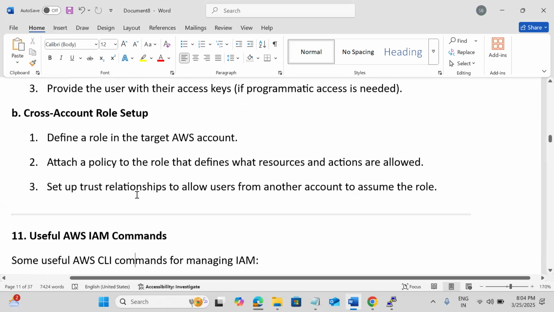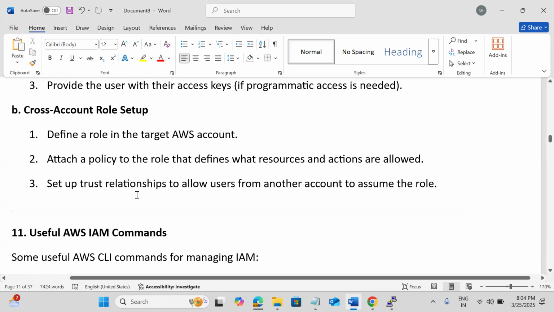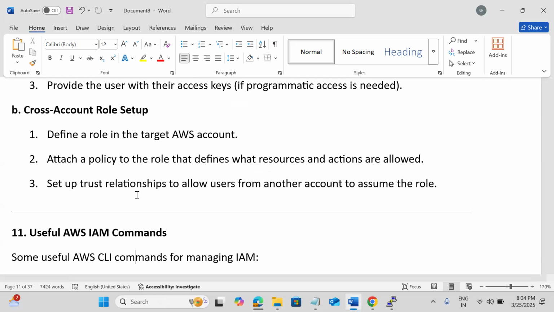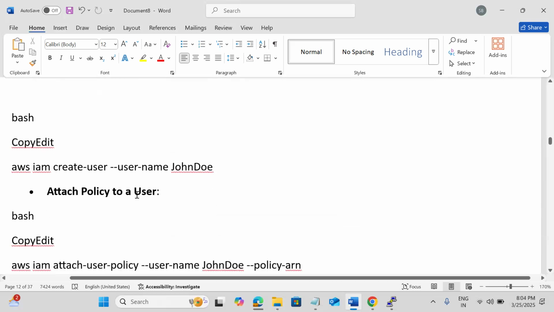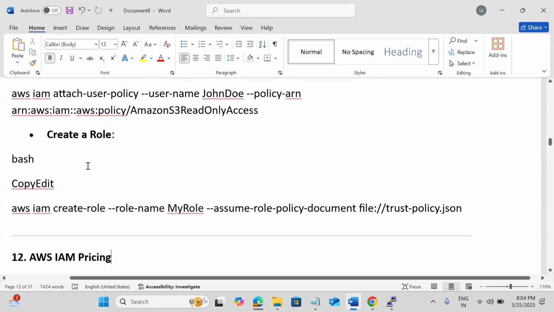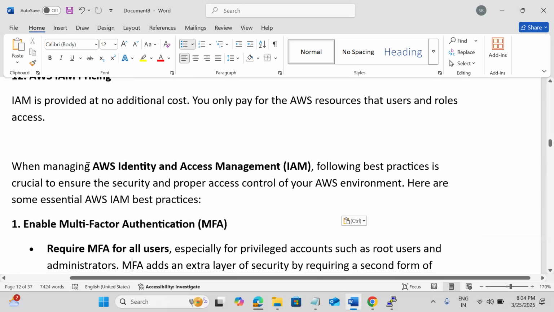Even when we give cross-account access, once the permissions are given and their job is done, we need to delete those permissions. Don't keep them permanently. Once your work is done, we need to clean up those permissions. Then here we are creating an IAM user. As for the CLI, I will explain that later. We can use the command line instead of the GUI to create them.